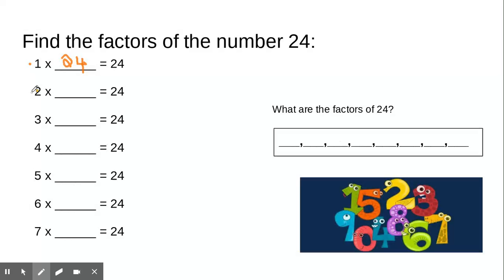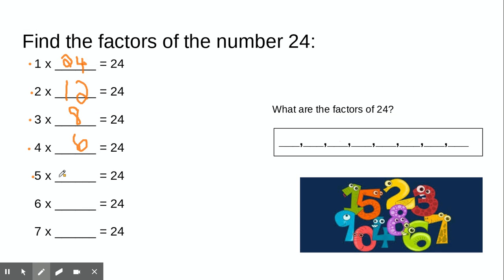So let's try and find 2, see if 2 is a factor. So 2 times what number is 24? So find the 2 on your multiplication chart. 2 times 12 is equal to 24. Now we need to try our 3, see if 3 is a factor. 3 times what number is equal to 24? 3 times 8 is equal to 24. How about 4? 4 times what number is 24? 4 times 6.